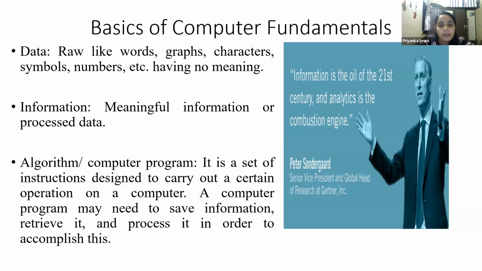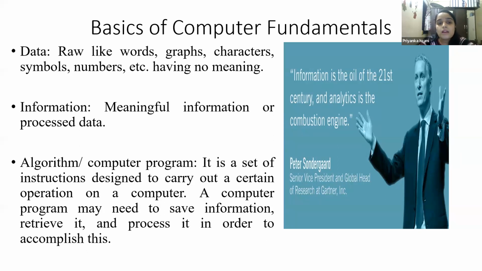So data is a basic fundamental when we are dealing with computer programming. What is data? Then what is information? Information is meaningful data, or processed data. After processing the data, we get meaningful information. Data and information are nearly similar, but there is a slight difference between the two. Data is raw, which has no meaning, while information has meaning. Information gives you some insights.